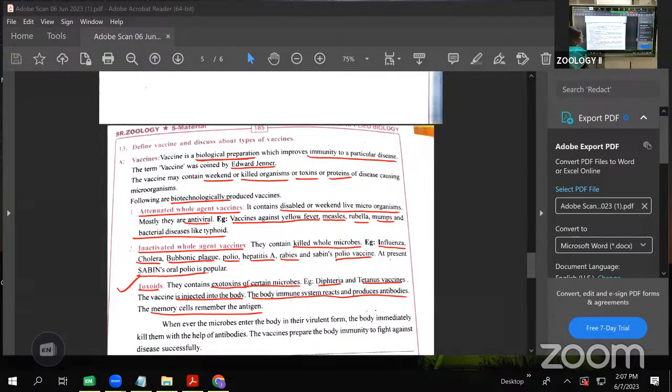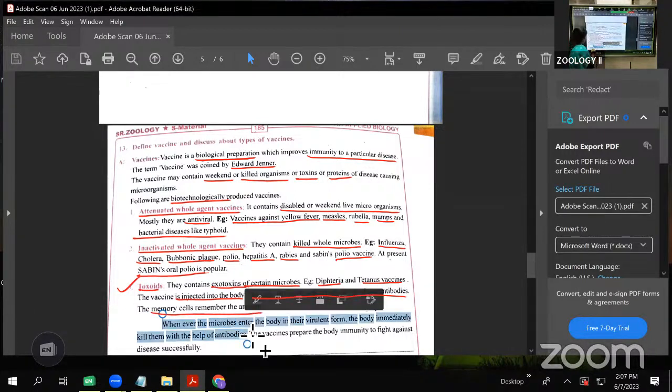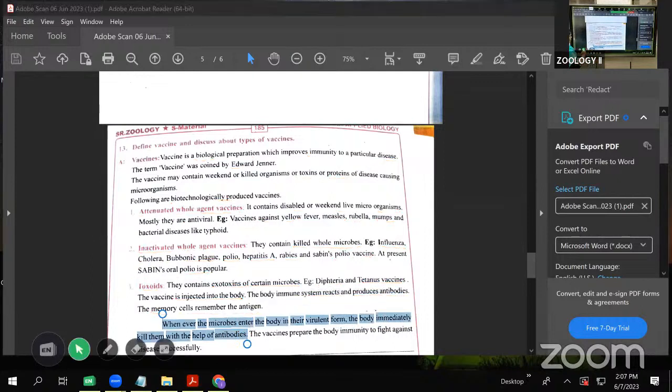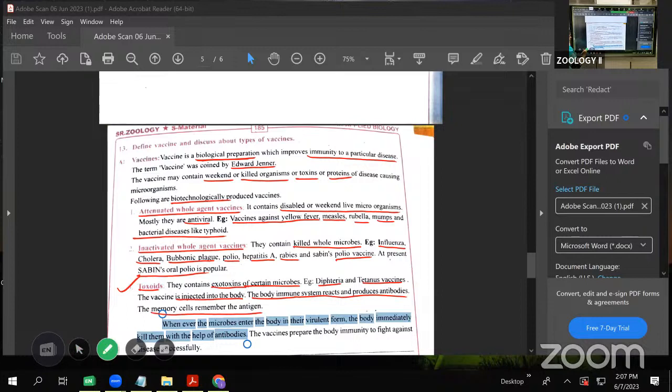Next, this one is about the toxoids. Clear? Next, whenever microbes enter our body, the virulent form, they immediately kill them and help in producing antibodies. Clear? Next, the vaccines prepared in the body. What will vaccines prepare? They prepare antibodies for fighting diseases. First, fight against the diseases. Clear? This one is about the vaccines, the definition of the vaccine and the types of vaccines. Clear? Next.